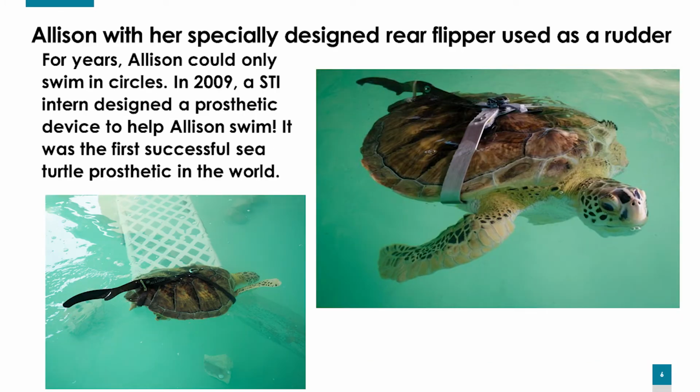The intern designed a prosthetic device that Allison used as a rudder and allowed her to swim like a typical turtle. This prosthetic was even designed so it could be enlarged as she grew. So this small area, the metal, had a release that could be made larger, and then the rudder was secured to a shell, as you can see. This was the first successful sea turtle prosthetic in the world.